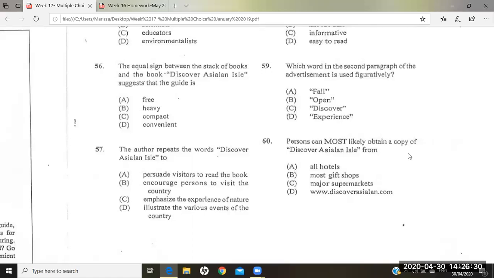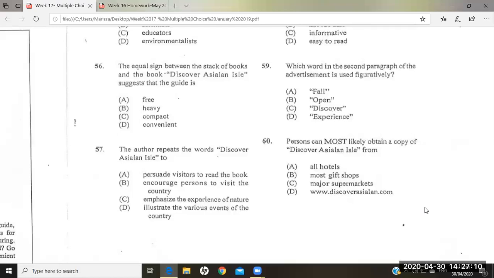And for number 60, Shane, give me the answer for number 60. It says, persons can most likely obtain a copy of Discover Asia Land Isle from where? So where could you most likely obtain a copy? Well, the best answer, remember they said most likely. So based on all the responses here, yes, you could get it at hotels, but is it the most likely place you could get a copy of it? Very good, Sorinta. It is the website, when they say www.discoverasialand.com.